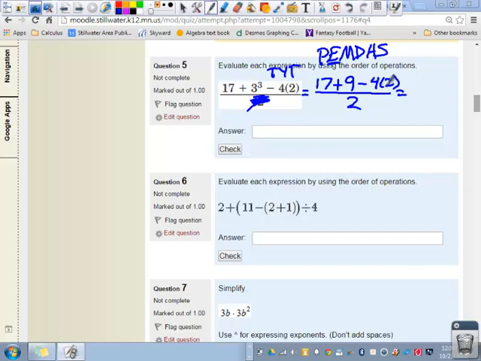And then let's do now the multiplication division. The only multiplication division going on is right here. There's 4 times 2. So I got 17 plus 9 minus 8 all over 2. Now we're going to continue just work on the top. What's 17 plus 9? We're going to do addition and subtraction from left to right. 17 plus 9 is 28. Nope, 26. Minus 8, which would be 18. So I have 18 on top all over 2. And 18 divided by 2 is 9. So evaluate the expression using the order of operations. Our answer should be 9 when we do this problem.